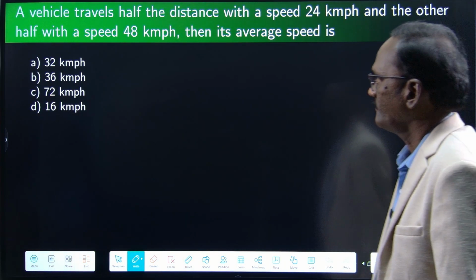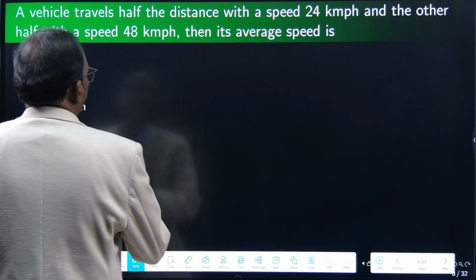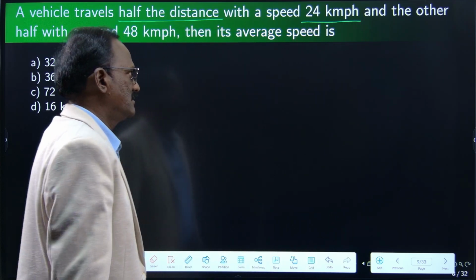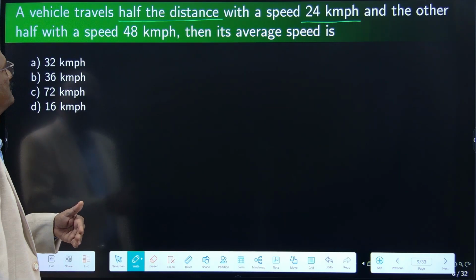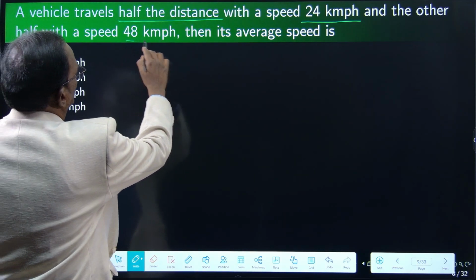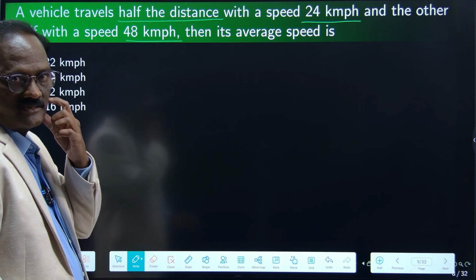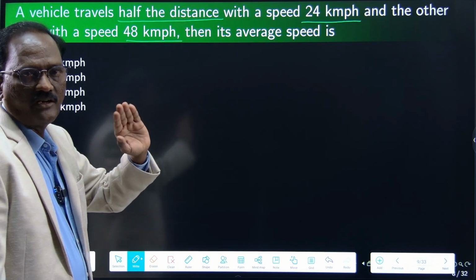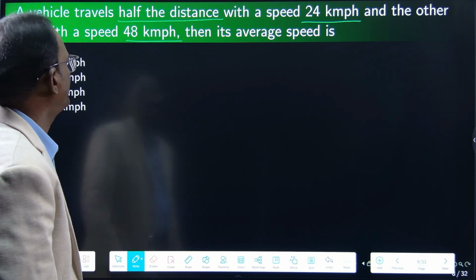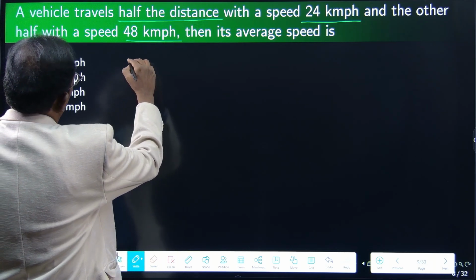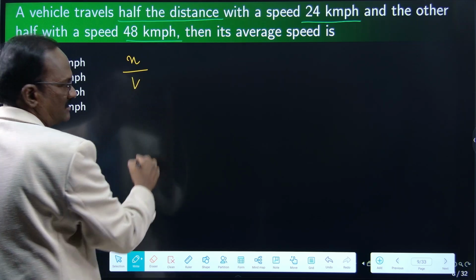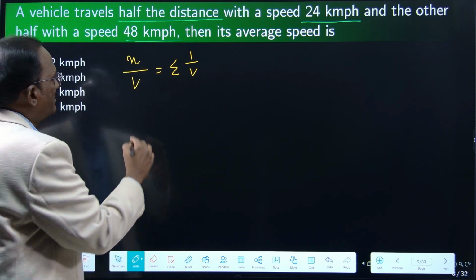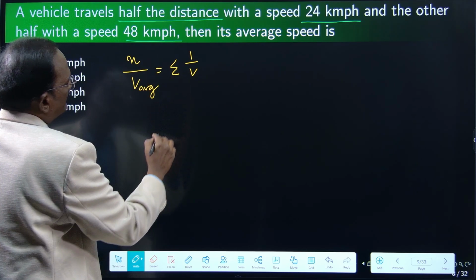Let us see them. A vehicle travels half the distance with a speed 24 km per hour and the other half with a speed 48 km per hour. Then its average speed is? Speed as well as velocity, if no direction is important, we can use the average formula for average speed also, right? So the formula I have taught you is n by v is equal to sigma 1 by v. So this is v average, right?